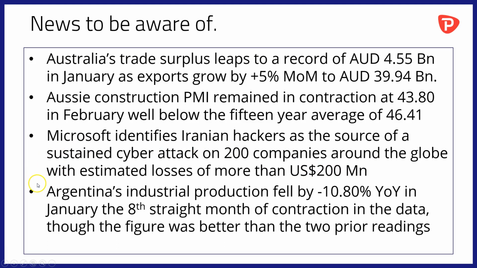We haven't spoken about emerging markets particularly recently, but there was a sharp reminder that they are still a potential issue. Argentina's industrial production fell by 10.8% year on year during the month of January. This was the 8th straight month of contraction in the data, though the figure of minus 10.8% was better than the prior two readings. So there are still massive problems in some of the emerging markets, and Argentina is probably the flag waver for these. We may not have talked about them recently, but we mustn't forget they're simmering in the background.